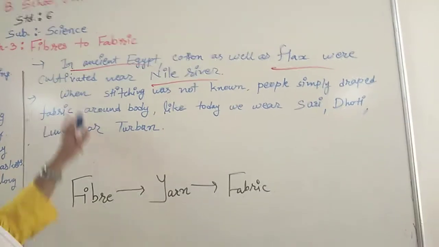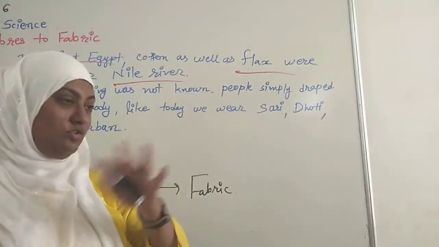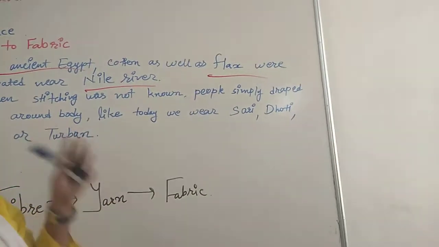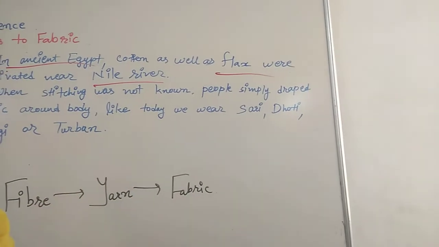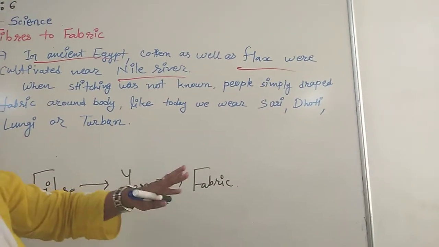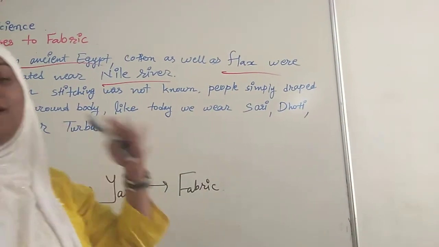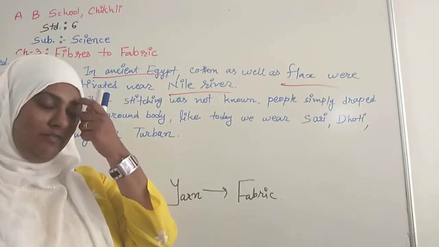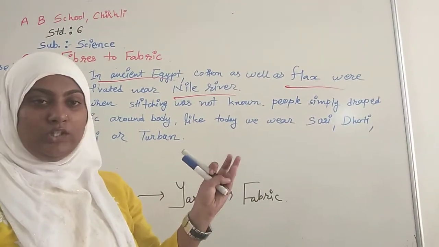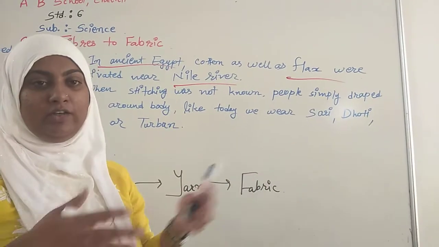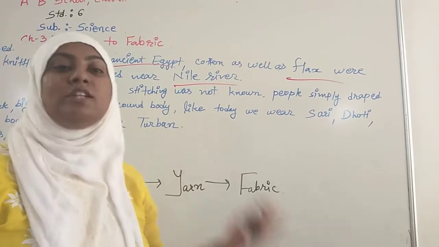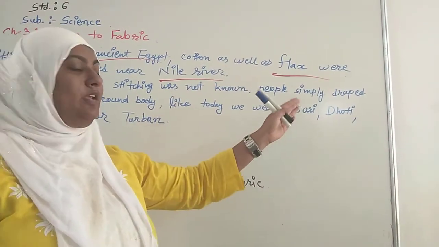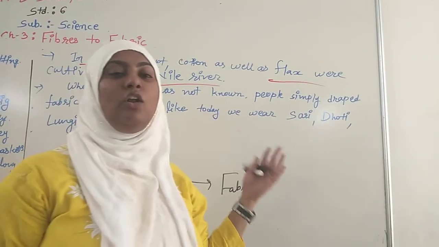When stitching was not known, when there was no technology to stitch, what did people do to cover their body? The people simply draped the fabric around their whole body, like we do in recent times when we drape sari, dhoti, lungi, turban, which we all use without stitching. Same way they were used, so draping the fabric around the whole body.